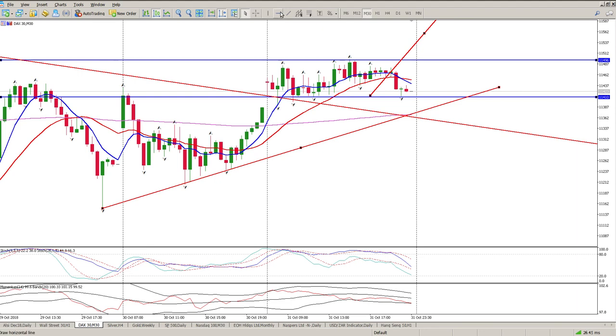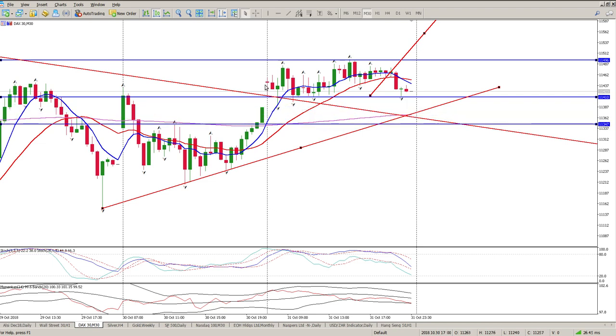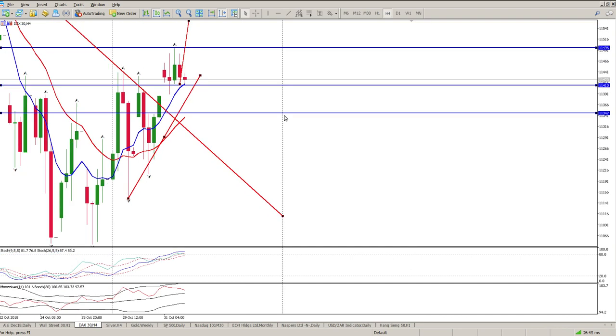Just one other thing here. Just be wary of this gap and also this swing high. Let's pick it up on the 4 hour.